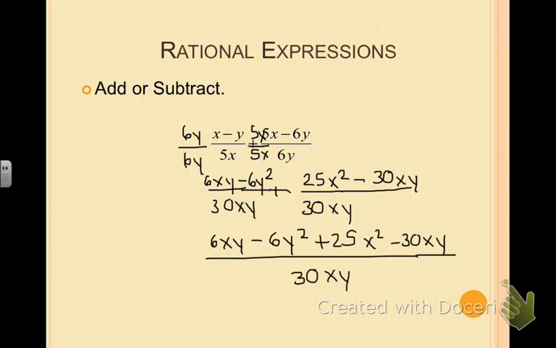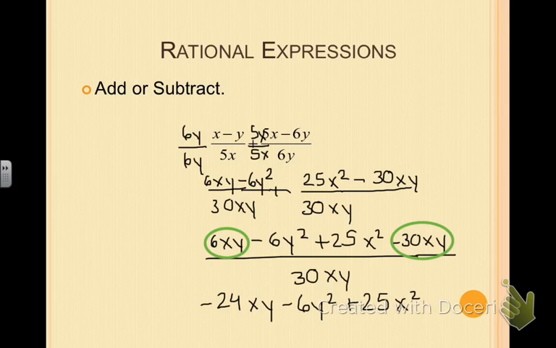There are like terms in this numerator. We can combine 6xy and negative 30xy. When we combine these like terms, they result in negative 24xy, and then we still have minus 6y squared plus 25x squared, and this is all over 30xy, and that gives us our final answer.